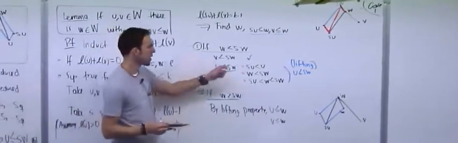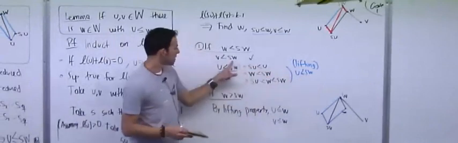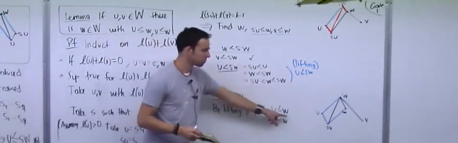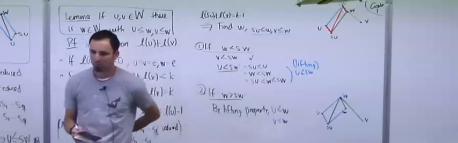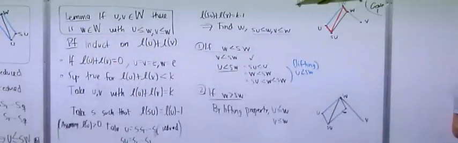In case 1, the common upper bound was SW. Yeah, they're both less than SW. In case 2, the common upper bound was W. But in any case, they have an upper bound. They have a common upper bound. Okay.